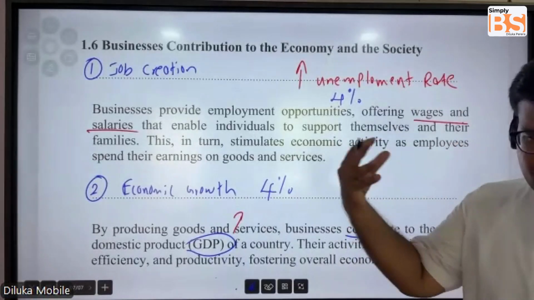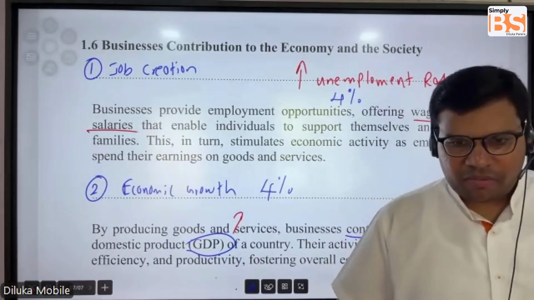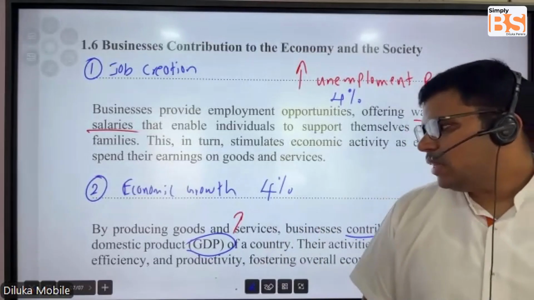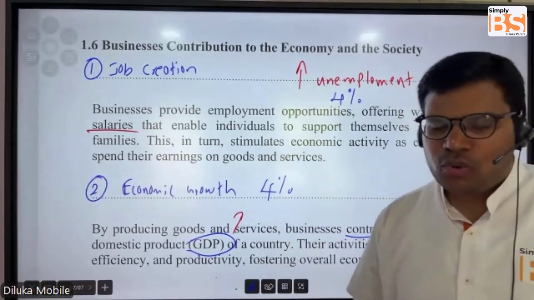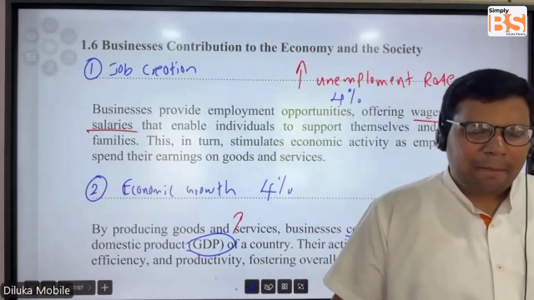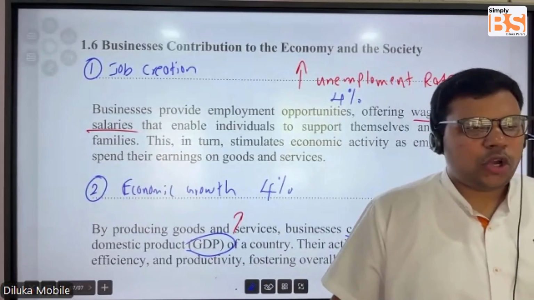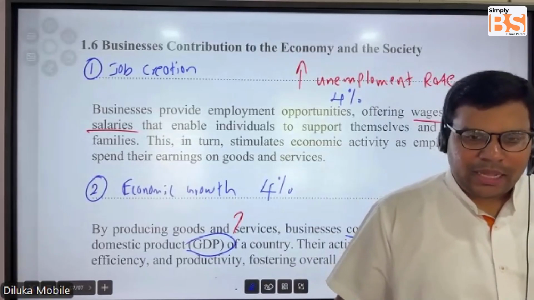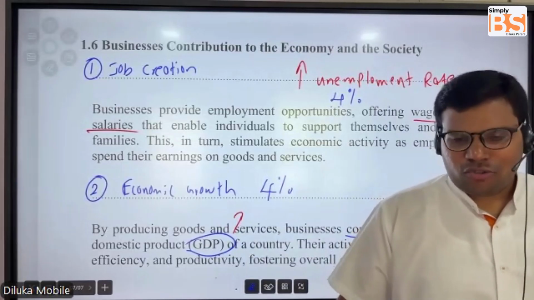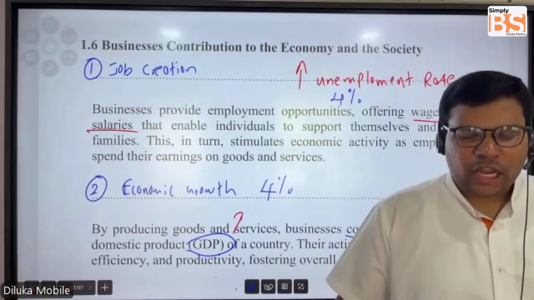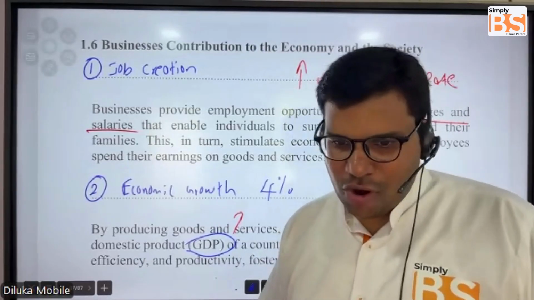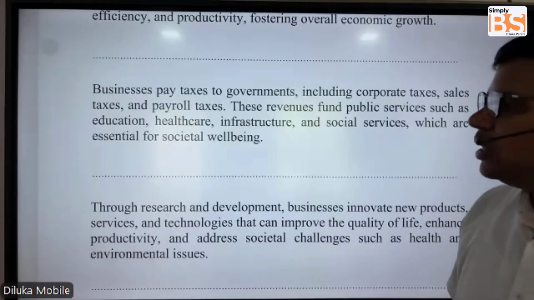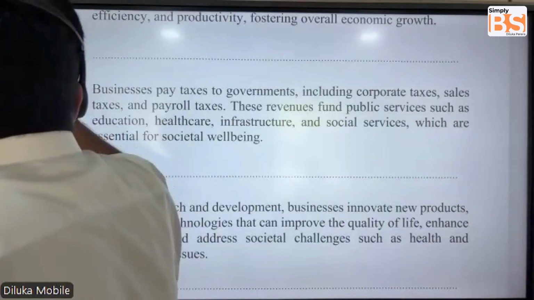Lately I've listened to some of the conversations of the government, and they're trying to take this economic growth to a double-digit figure by the end of their tenure. So let's hope for the best. The higher the economic growth rate, the better for the economy. Then your economy is strong. Understood? Fine. Okay.